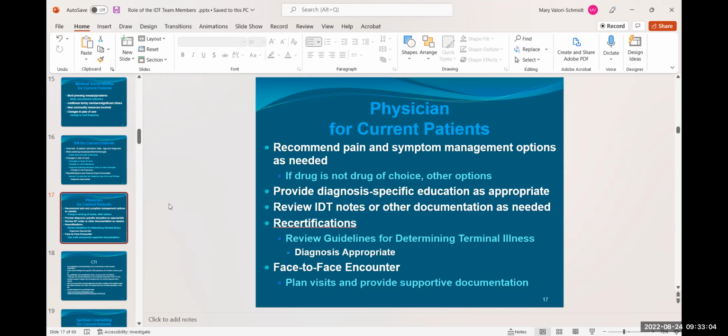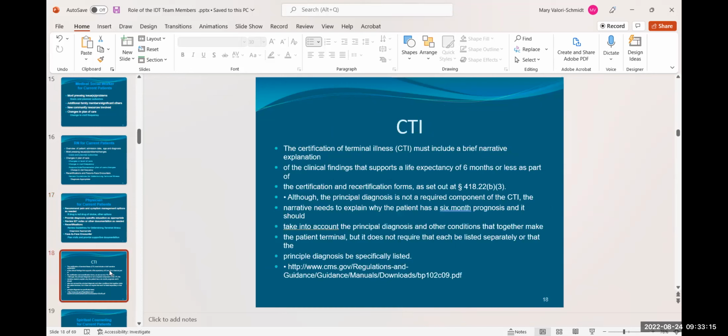Diagnosis specific education if needed. The physician reviews the IDT notes, other documentation, looks at the research and the CTIs, et cetera. That's the physician. The CTI, so this is an explanation.